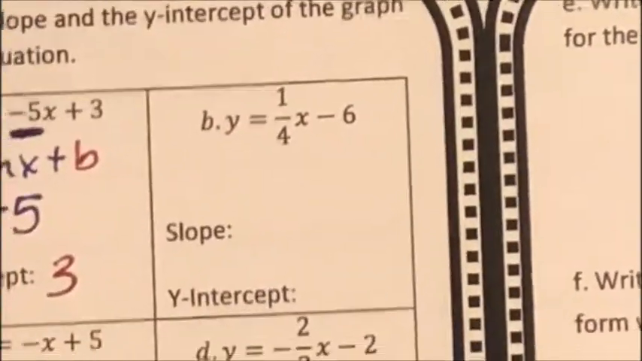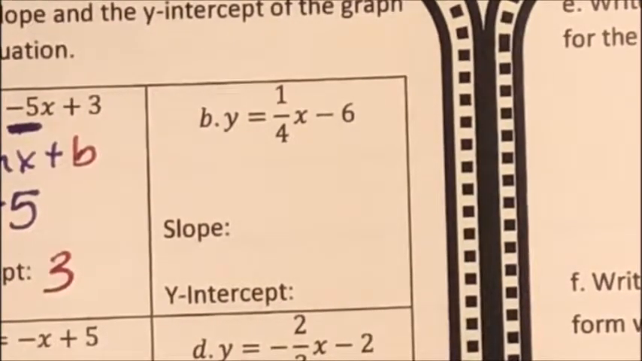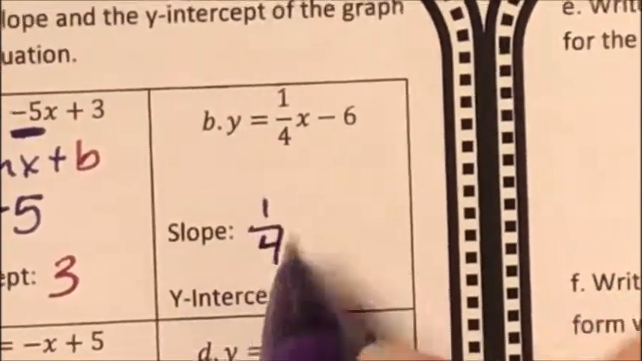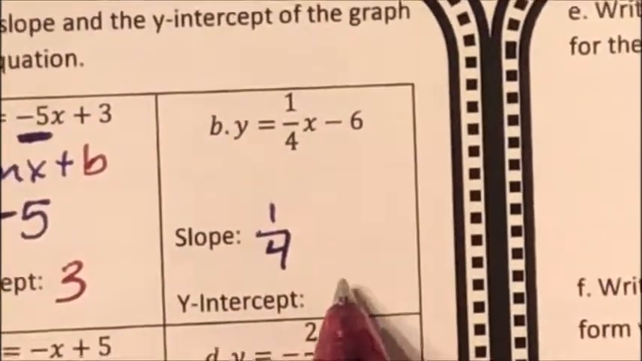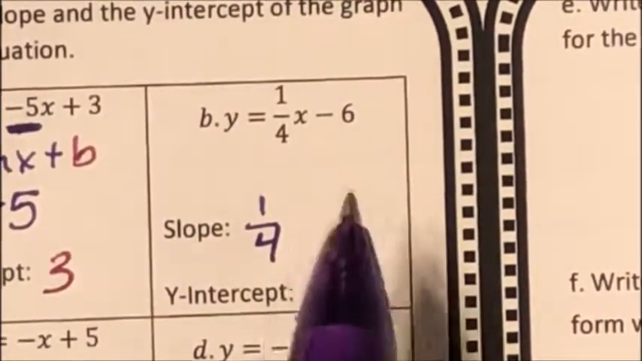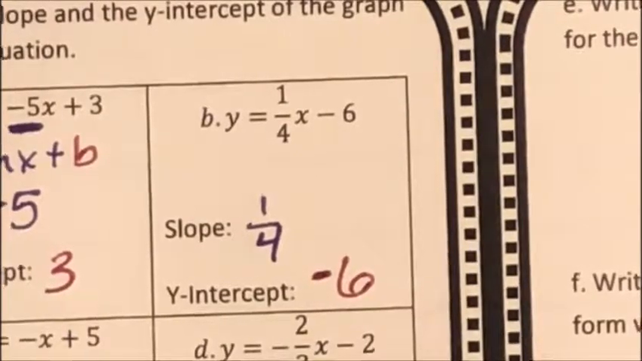Okay, letter B, y equals 1/4 x minus 6. So my slope is 1/4 and my y-intercept is negative 6. Remember to always take the sign that's right in front of the y-intercept.